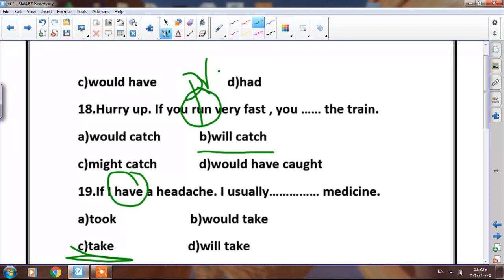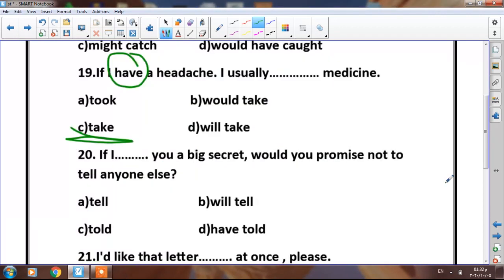Why miss? Why didn't I say I will take medicine? Because it's normal. If you have a headache, you usually take a medicine. So somehow it's like a general truth, somehow it's like a fact. Number 20. If I taught you a big secret, would you promise not to tell anyone else? Here, circle the word would you promise. Would you promise? Which conditional?